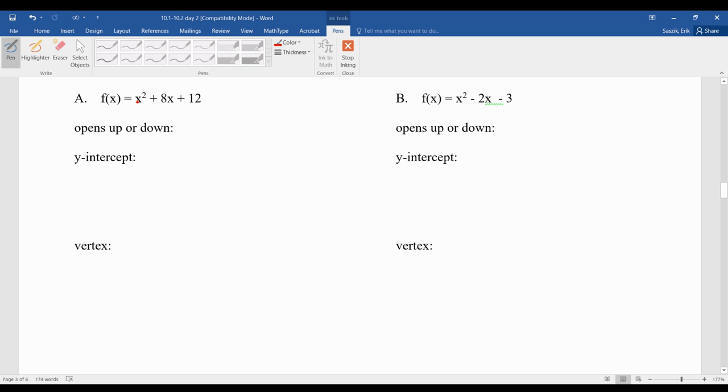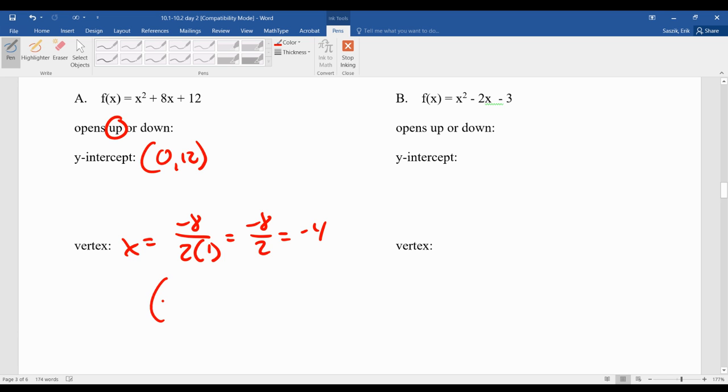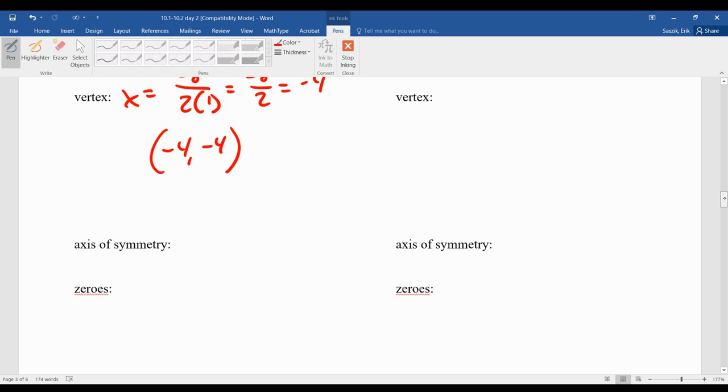So here, A is positive, so that opens up. Y-intercept is this number, 0, 12. Vertex, x equals the opposite of B, all over 2 times A. So that'd be negative 8 over 2, which is negative 4. But remember, that is just the x value, so I got to plug negative 4 in here. Negative 4 squared is 16. Negative 4 times 8 is negative 32. So if I do 16 minus 32 plus 12, I will get negative 4 coincidentally again. So my vertex is negative 4, negative 4. My y-intercept is 0, 12.